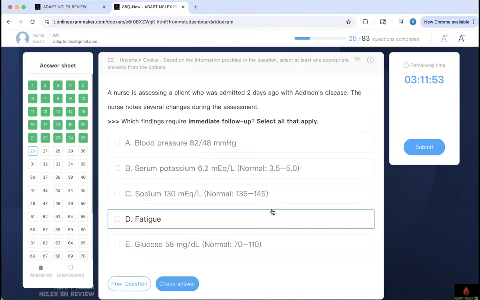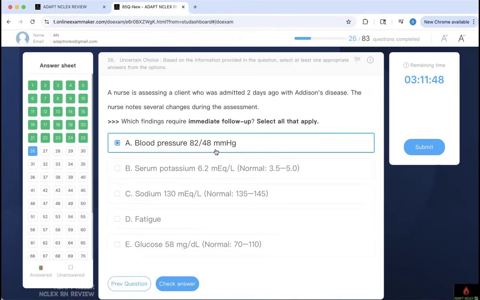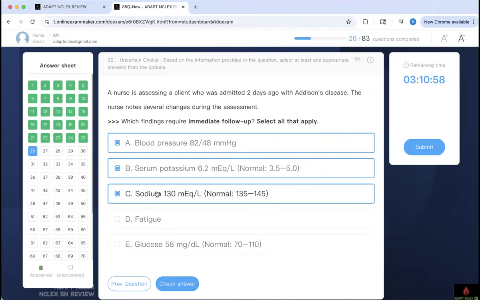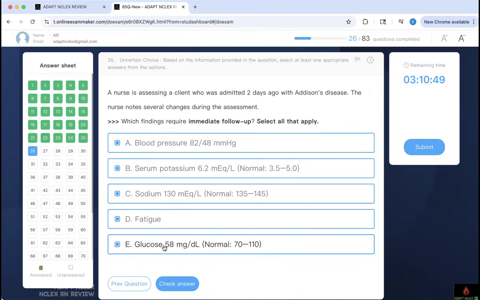What do you think? If you have Addison and you have hypotension, you are in crisis. If you have Addison and your potassium is high, you are in crisis. You see what I'm doing? What is your sodium going to be? It's going to go down. It's going to 130. We have a problem. Fatigue, signs of what? Crisis. Glucose is low, signs of crisis. All these signs are consistent with Addison disease being in crisis.